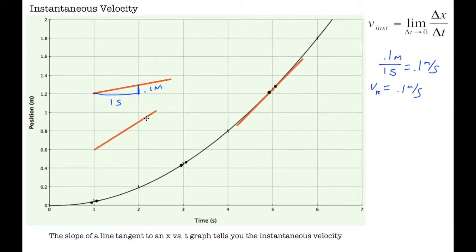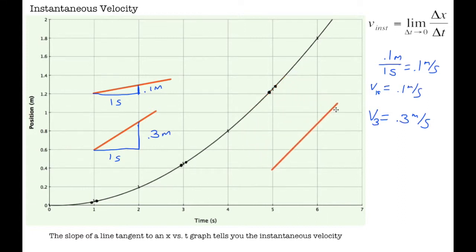So at 3 seconds, this was the tangent line that we drew. And if I go back here, it looks like when we go over 1 second this time, that this tangent line goes up quite a bit more. It looks like it's going up, let's see, this is 0.2 and then half of a 1, so that's going to be 0.3 meters. So the instantaneous velocity at 3 seconds looks to be 0.3 meters per second, which again is faster.